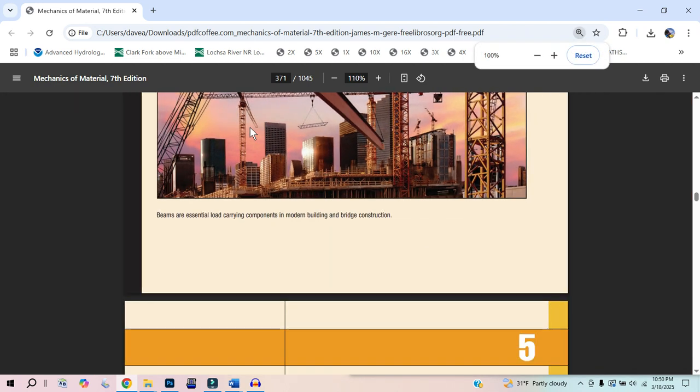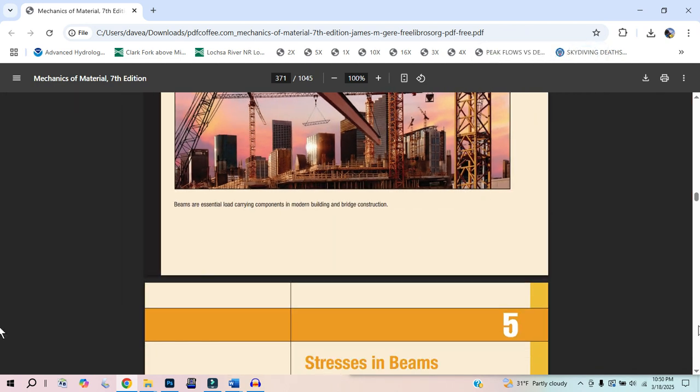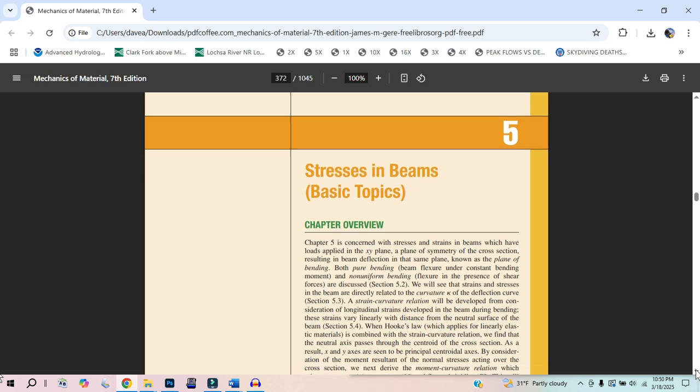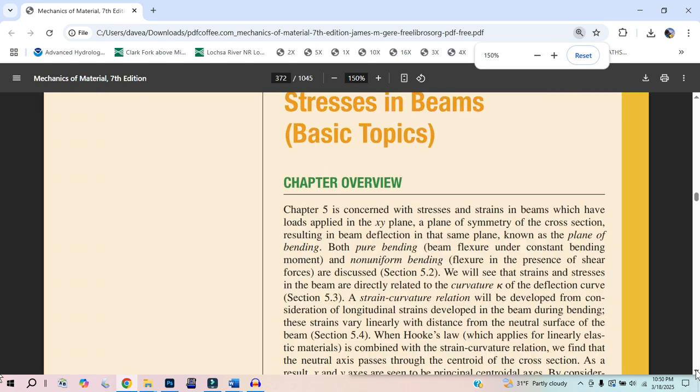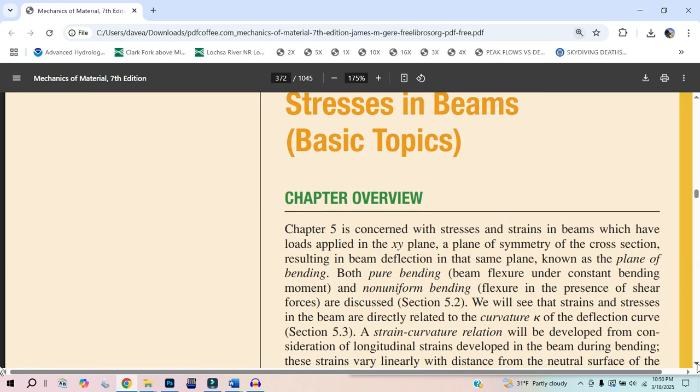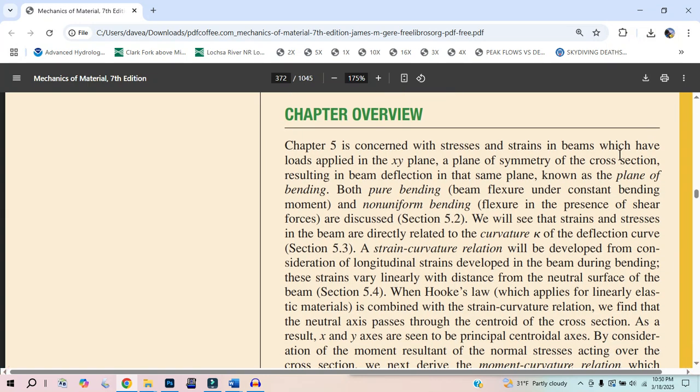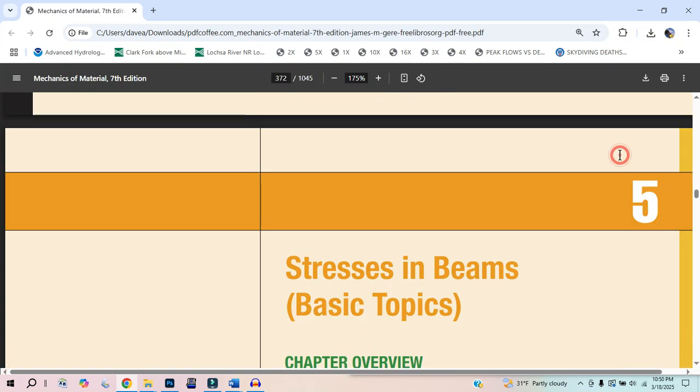Now, I think it's good just to start reading textbooks. I definitely never did, you know what I mean? Just because it's difficult. So hell yeah. So this is going to be stresses and beams.